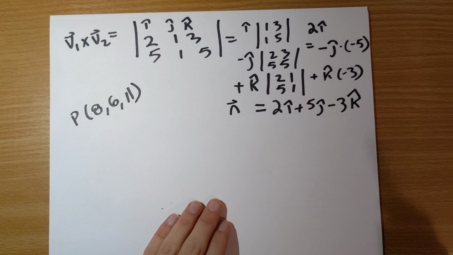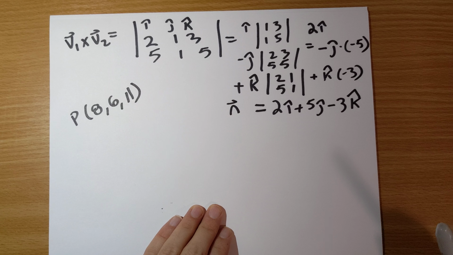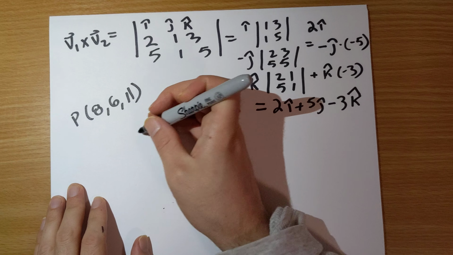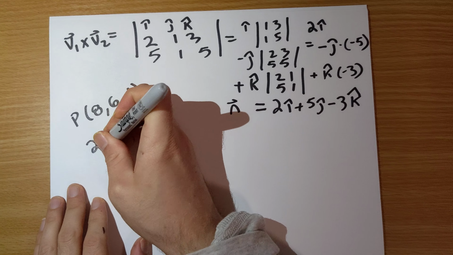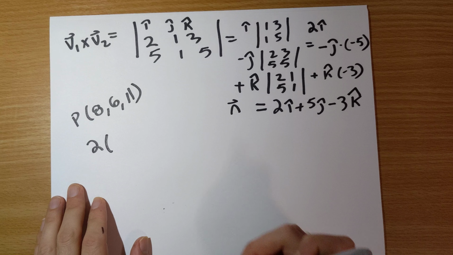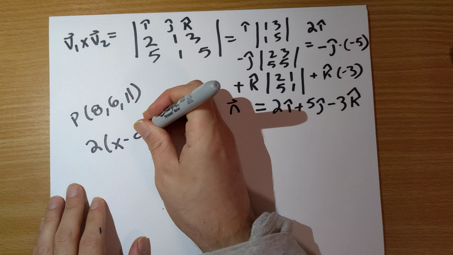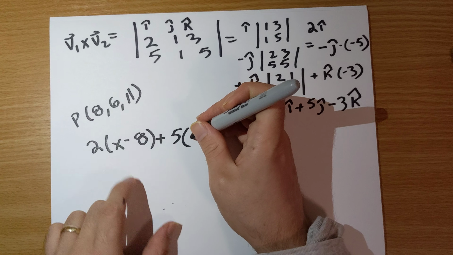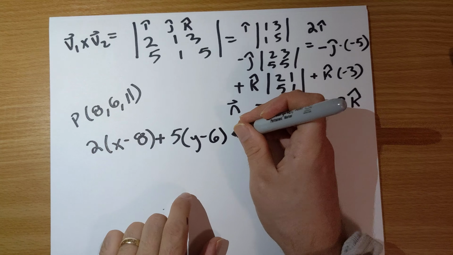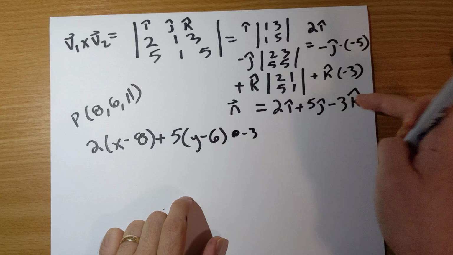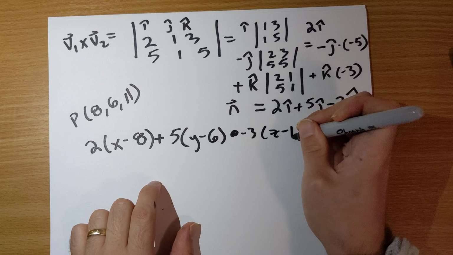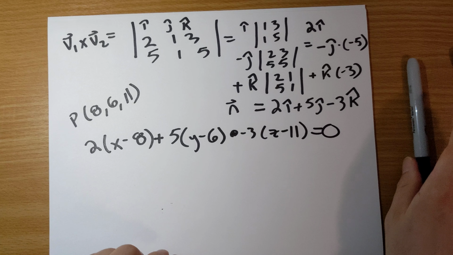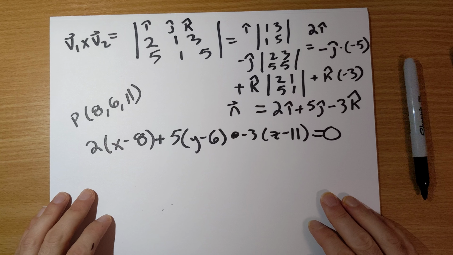And so from this, we can simply write down our final answer, which is 2 times x minus 8, where the first coefficient comes from the normal vector, plus 5 times y minus 6, minus 3 times z minus 11 is equal to 0. And that's how we solve this problem.